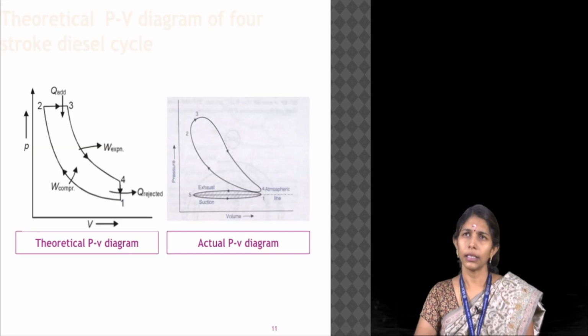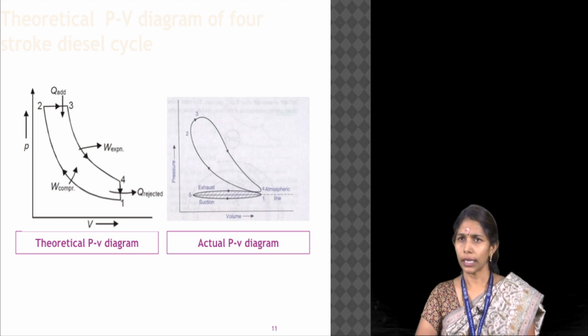In this figure we can see the PV diagram, actual and theoretical, for a diesel cycle. Here the intake and suction strokes are shown in the actual PV diagram, and we can see that heat is being added continuously from point 2 to 3, and then there is an expansion process from 3 to 4, and finally there is an exhaust. Whereas in the theoretical PV diagram, there is no intake and suction process shown, heat is added at constant pressure and heat is rejected at constant volume. The expansion and compression are here also assumed to be isentropic.